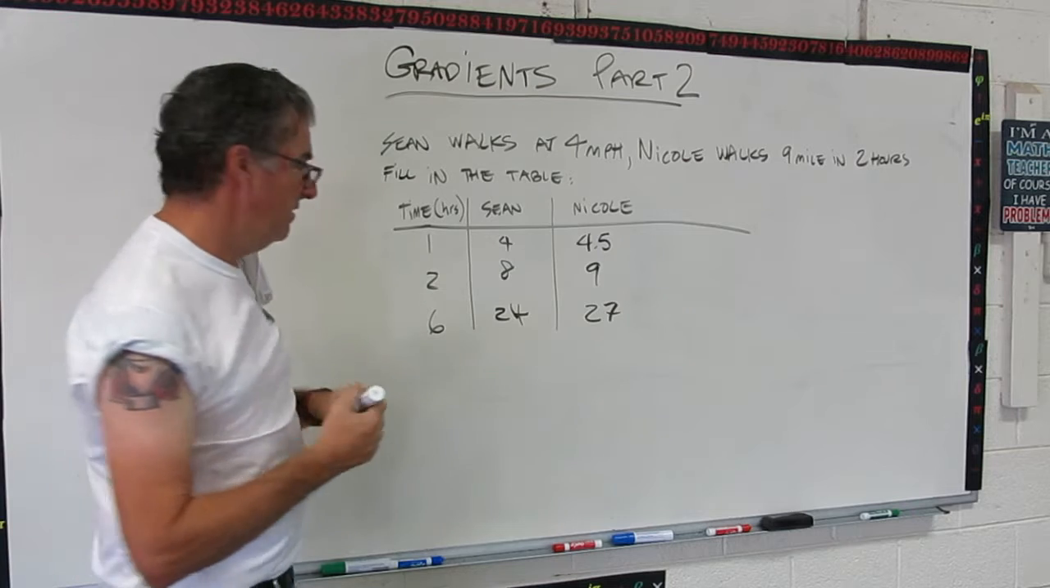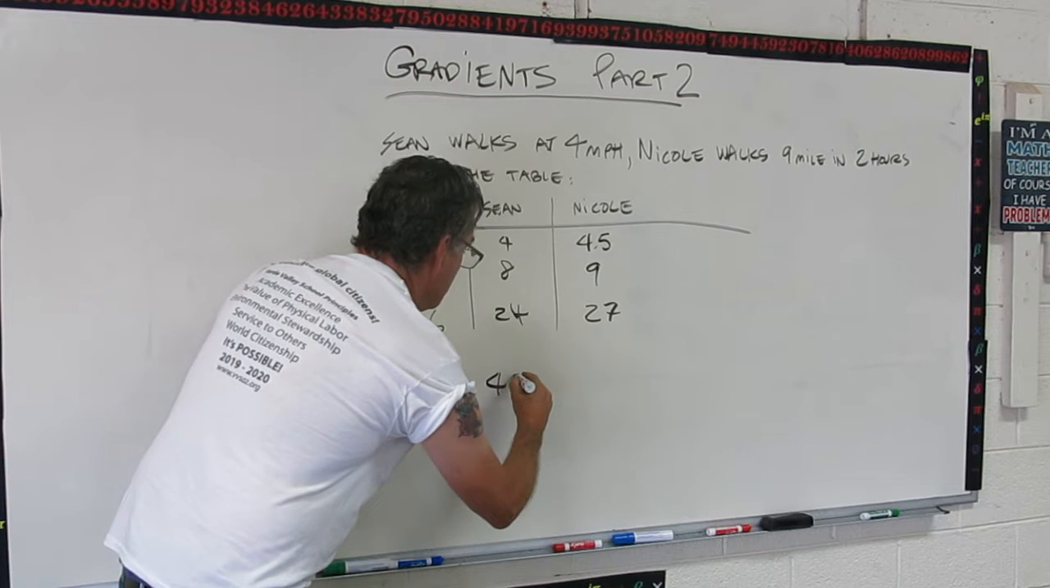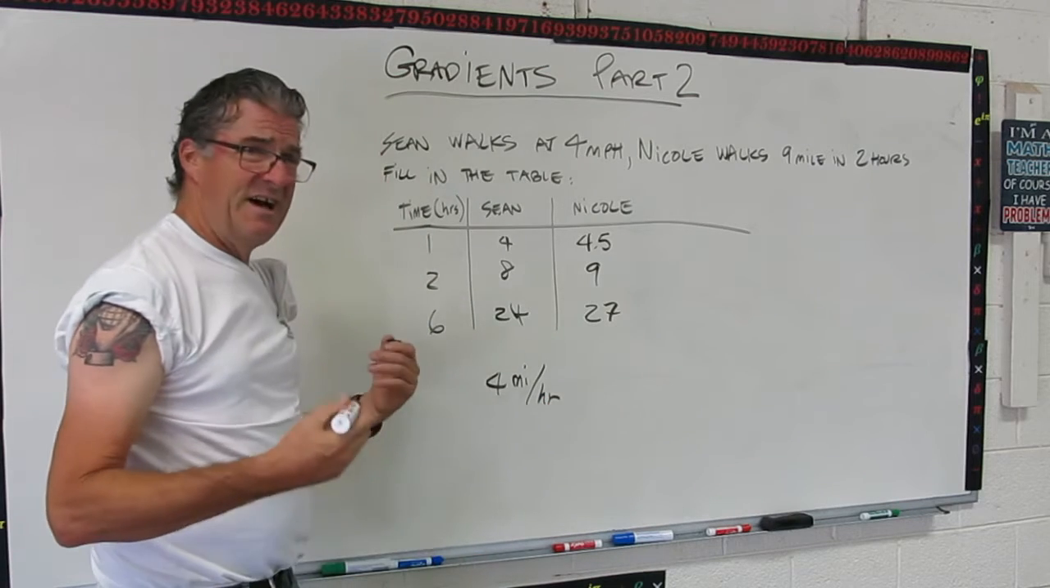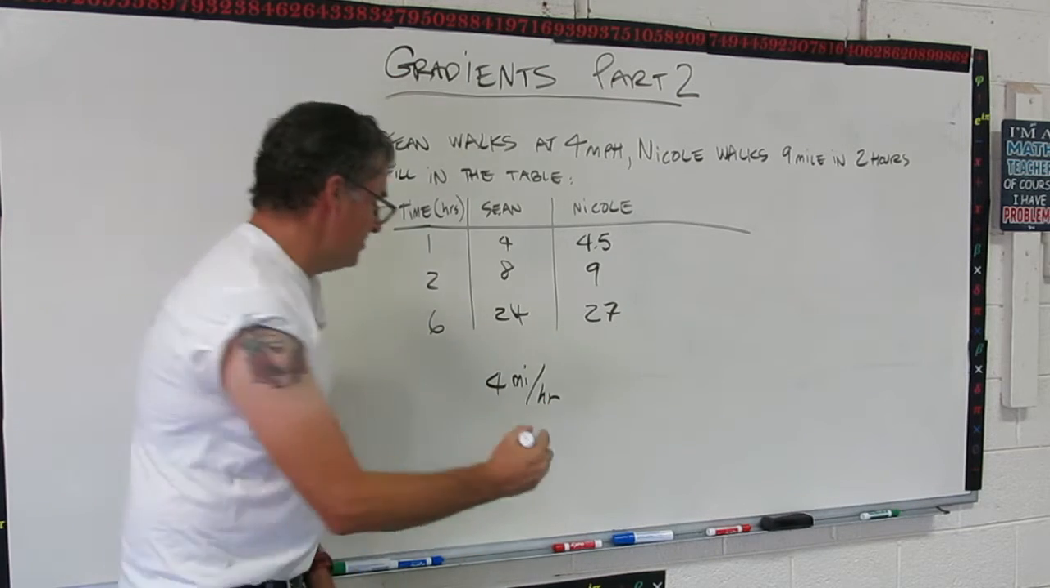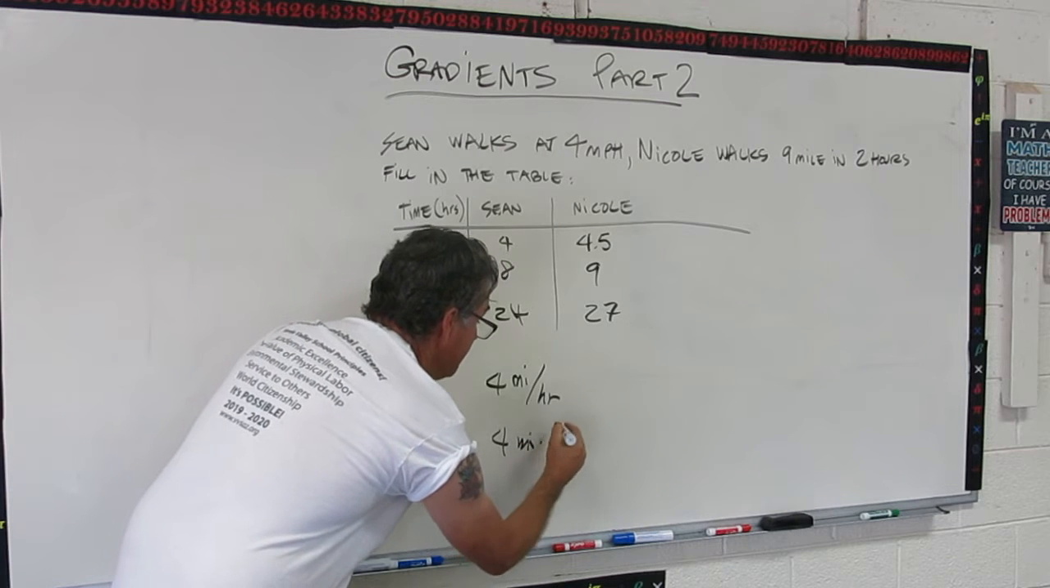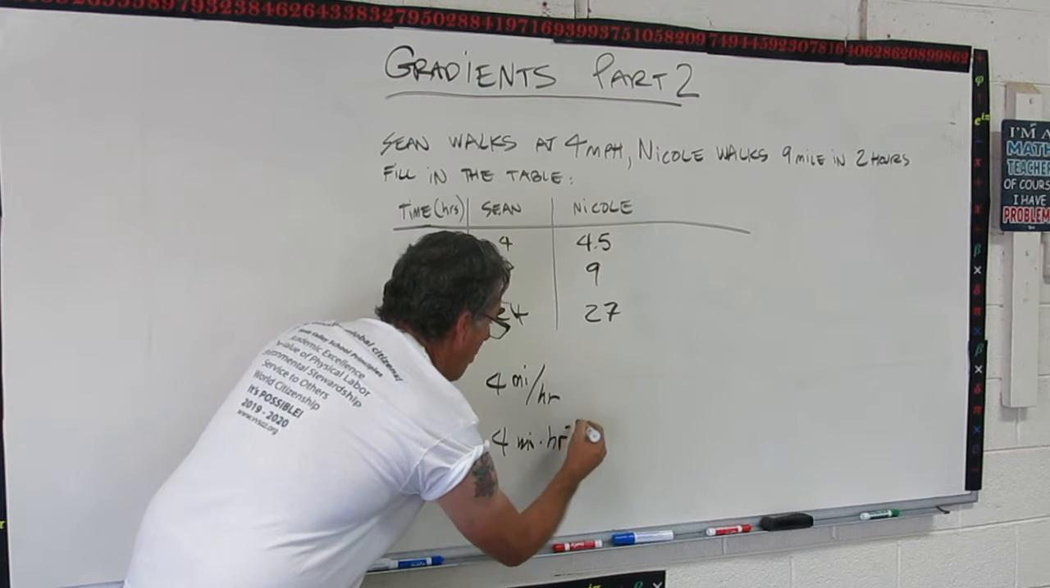Okay, express Sean's rate and Nicole's rate with units and everything. This should be quick. Okay, Sean is 4 miles per hour. And remember, IB also does this weird notation, which is 4 miles times hour to the -1.